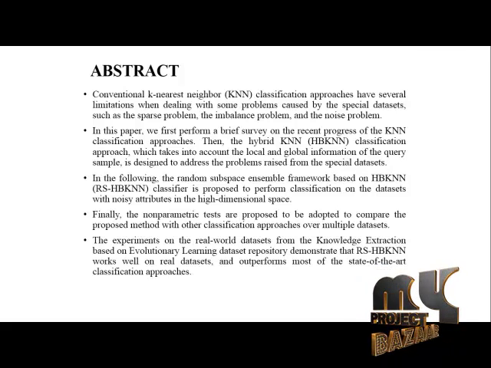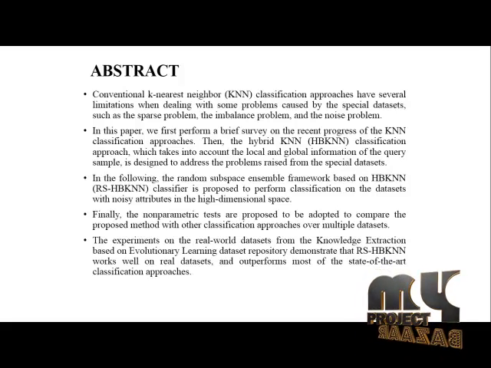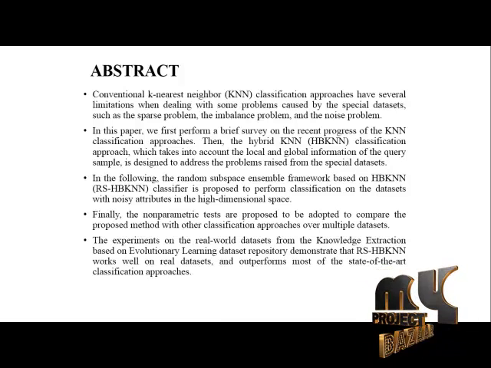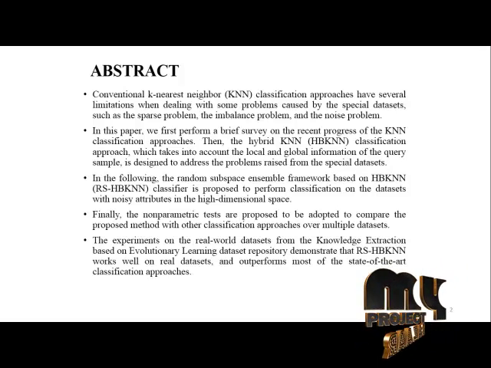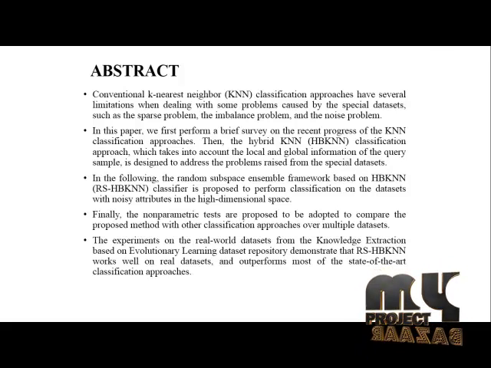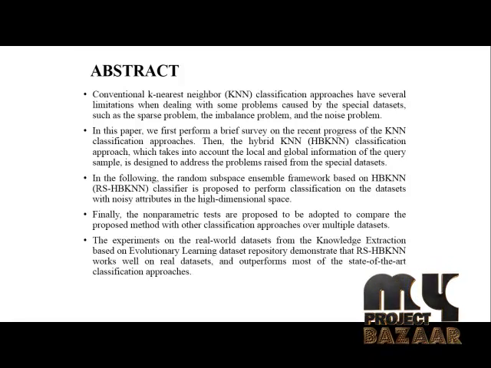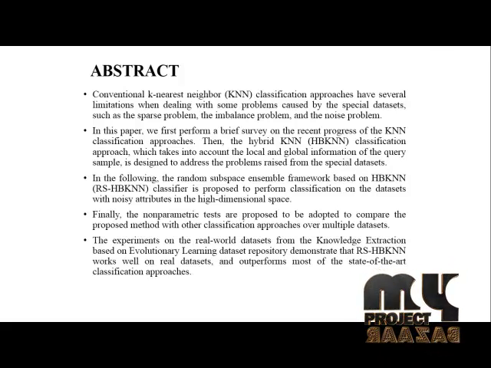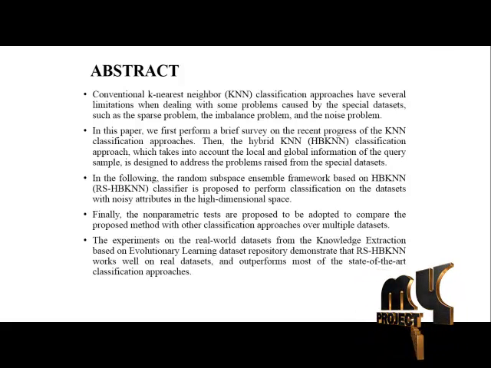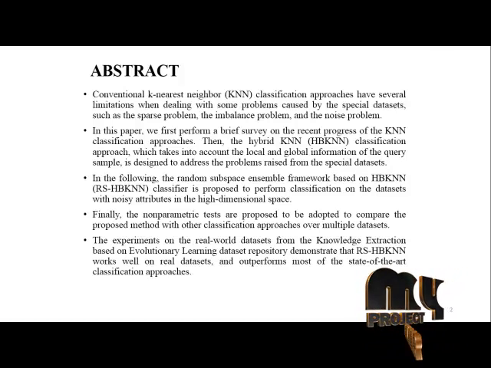In the following, the random subspace ensemble framework based on the HBKNN classifier is proposed to perform classification on datasets with noisy attributes in the high dimensional space. Finally, non-parametric tests are adopted to compare the proposed method with other classification approaches over multiple datasets. The experiments on the real-world datasets from the knowledge extraction based on evolutionary learning dataset repository demonstrate that RSHBKNN works well on real datasets and outperforms most of the state-of-the-art classification approaches.